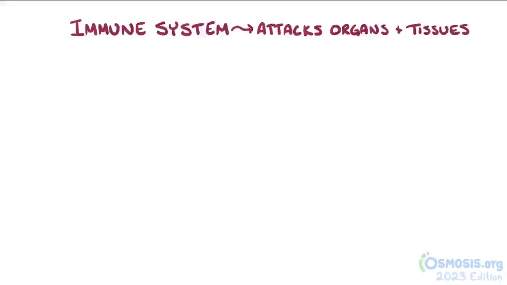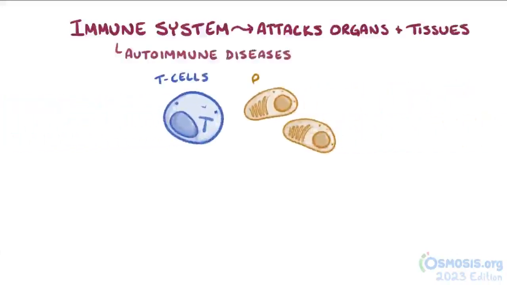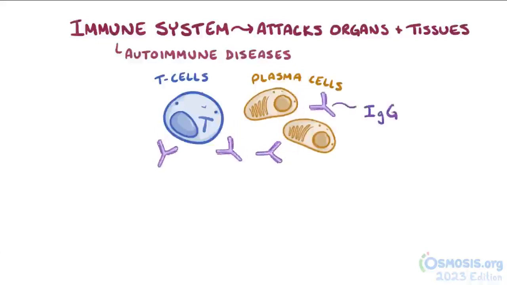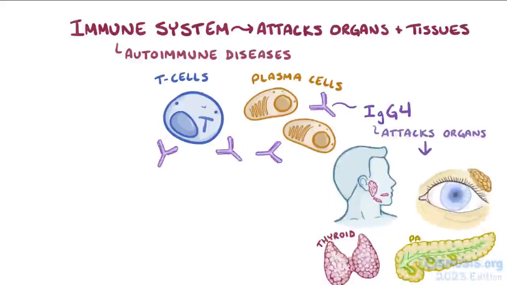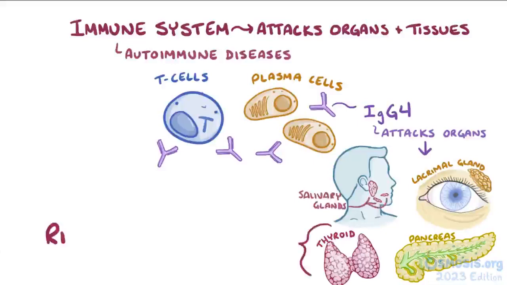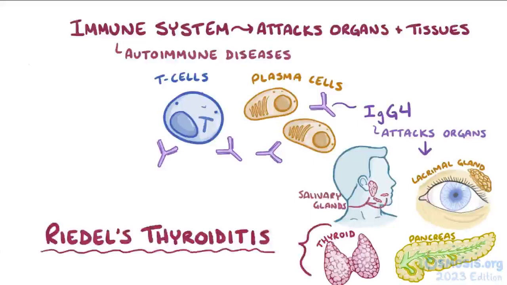It's not entirely clear why, but sometimes the immune system begins to attack certain organs and tissues. More specifically, there's a pattern of autoimmune diseases that involves T cells and plasma cells that overproduce a specific type of IgG antibody called IgG4. It goes rogue and attacks multiple organs like the thyroid, pancreas, lacrimal or tear glands, and salivary glands. When the thyroid is severely affected, it's called Riedel's thyroiditis.